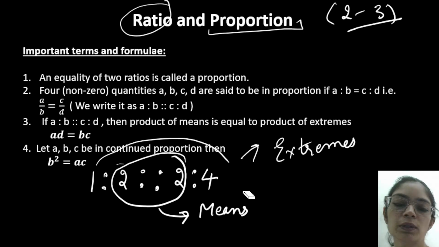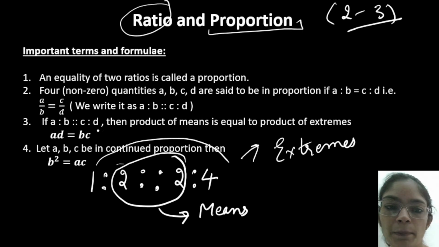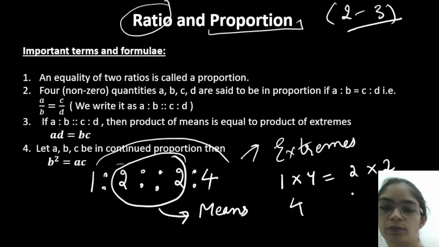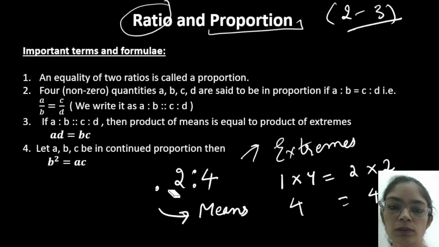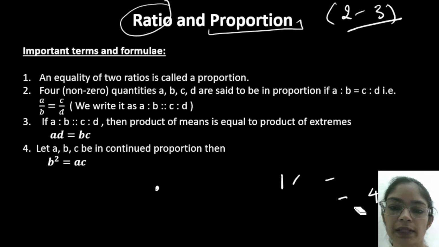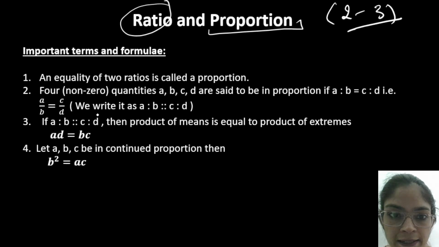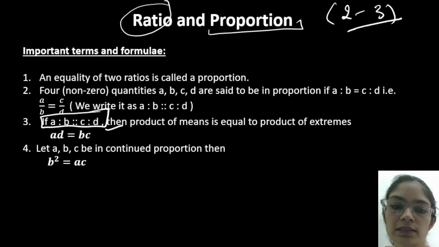So when four quantities are in proportion, product of means is equal to product of extremes. Like here, if I write 1 into 4 is equal to 2 into 2, and we know both are equal also. 1 into 4 is 4 and 2 into 2 is also 4. So this is the first formula which you have to remember: product of means is equal to product of extremes. In the first case which I have discussed, four numbers or four quantities are in proportion. So in that case, this formula applies.